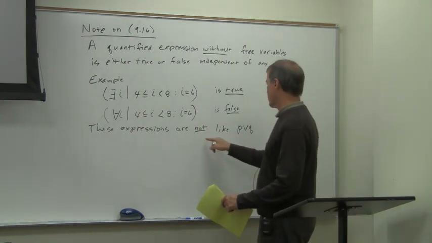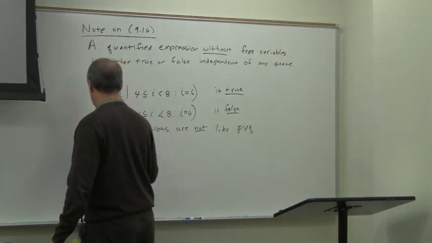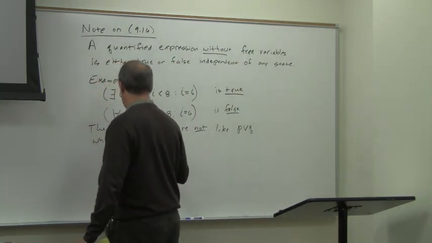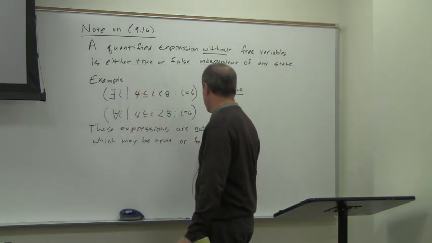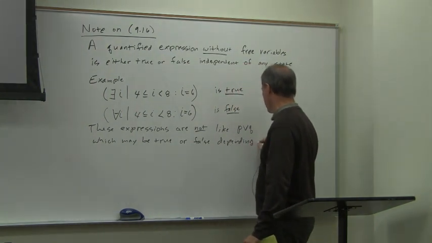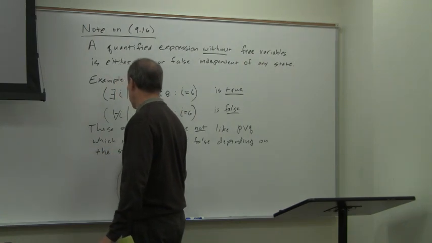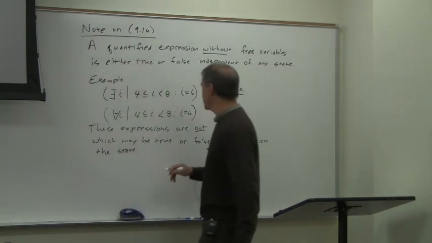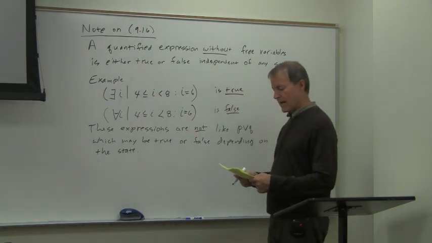Okay, so these expressions are not like P or Q, which may be true or false depending on the state. All right? Is everybody with me on that? So everybody understands the difference between something like this and something like this, because this doesn't have any free variables. Okay, now tell me this.